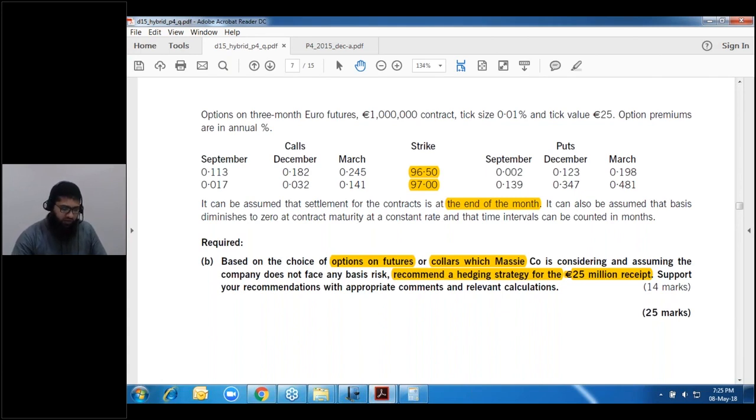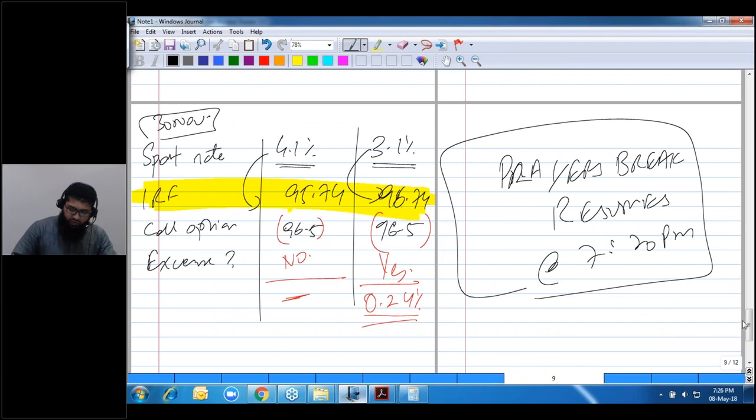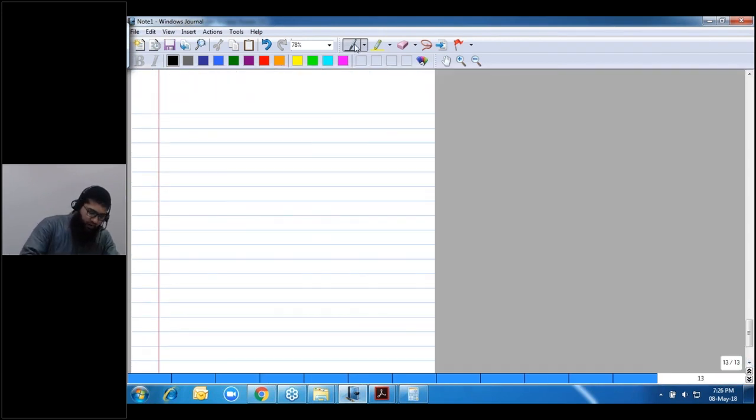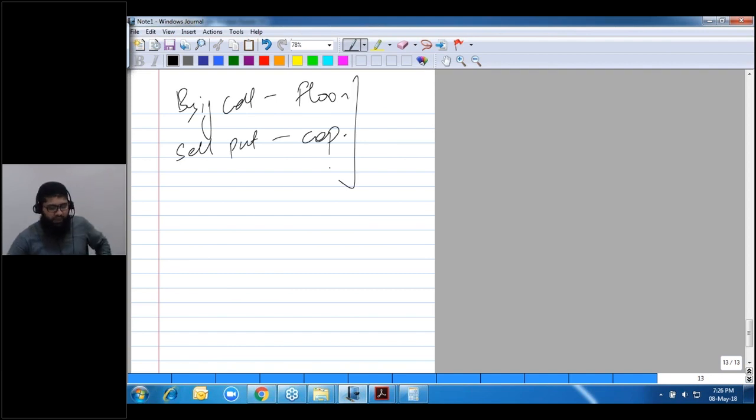Now let's talk about how interest rate collars operate. When it comes to interest rate collars, we create the collar by buying a call option, because we need to buy a floor, and we sell the put option, because we need to sell a cap. Why? Because we are a lender. We need to buy a floor and we need to sell a cap.